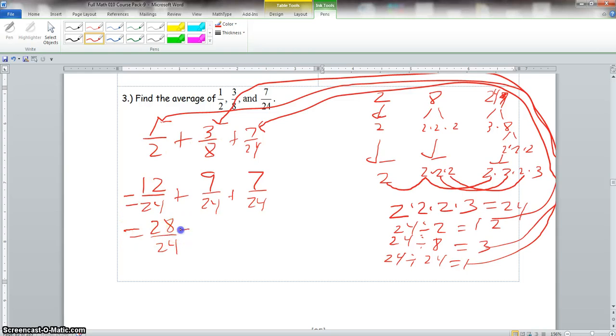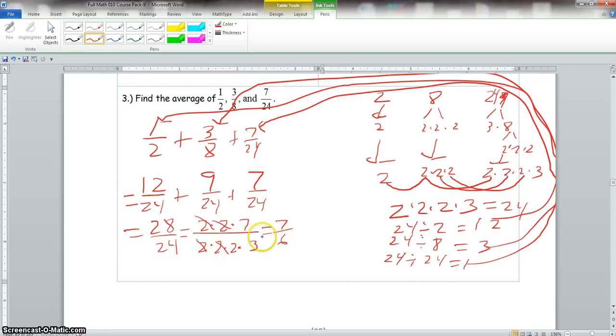Now we can simplify this. Prime factorization of 28 is 2 times 2 times 7. Prime factorization of 24 is 2 times 2 times 3. We have 2 sets of 2's that will simplify out, and we will be left with 7 over 6.